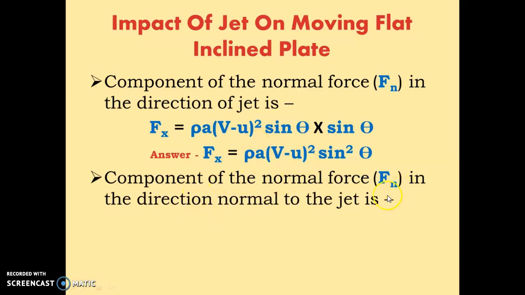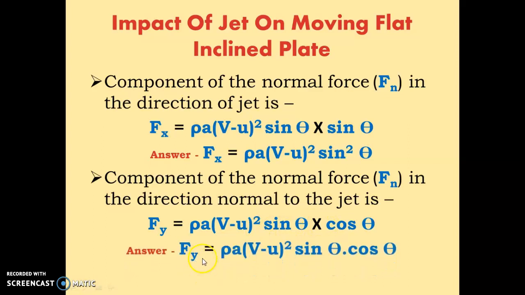So this is Fx, the component of force in the x direction. Next, the component of the normal force in the direction normal to the jet, or the y direction. It will be rho a (v minus u) whole square sine theta, and this part is Fn into cos theta. So Fx is Fn into sine theta, and Fy is Fn into cos theta. The final answer is Fy equal to rho a (v minus u) whole square sine theta cos theta.